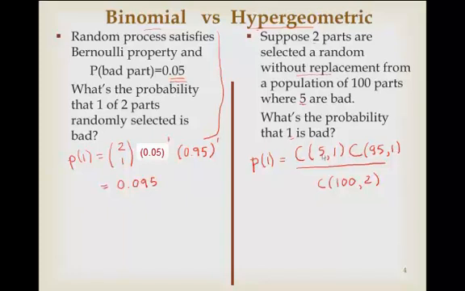So in other words, we have one bad one and we have one good one, and that's out of the total combination. When we calculate that out, it turns out to be 0.096. Very close, not quite the same as binomial, but very close, and that's what we would expect it to be. I think if you contrast these two problems and think about them, you'll find that this can help clarify the difference between these two different distributions.